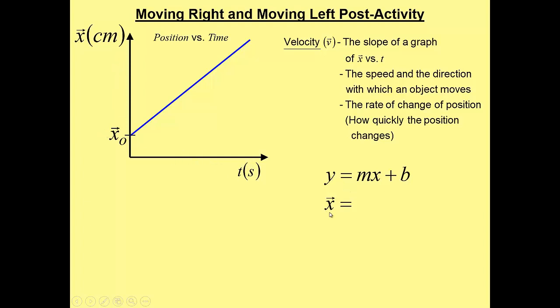Right? So in this case, y is a horizontal position, x with an arrow. m is the slope, but what did we just decide the slope of this graph was? Yeah, it's the velocity, which is a v with an arrow.